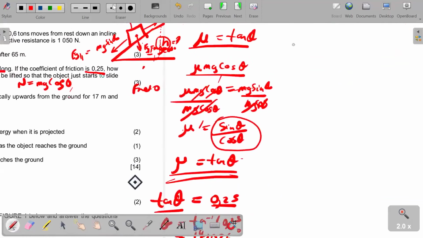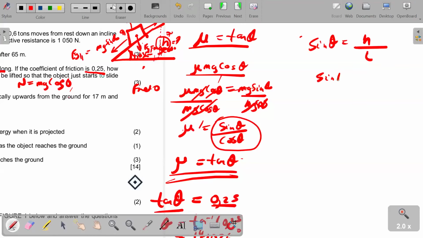What do we have from the diagram? This angle here is 14.036. But we want h, the height that our plank must be lifted. So we can safely say we have the opposite and the hypotenuse, the 9 meters of the plank. Which ratio can we use? Sine theta is equal to h over the length of the plank.